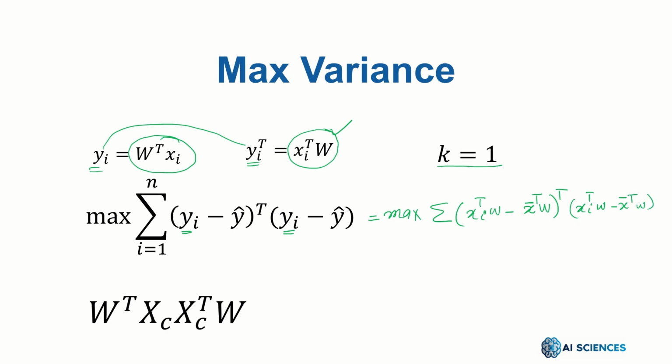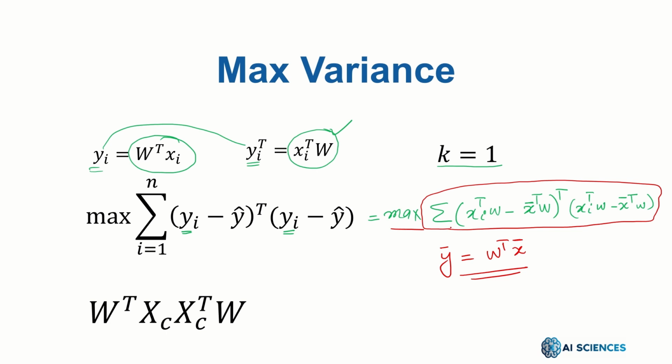It can also be shown that under this transformation, the mean of the original data maps to the mean of the projected data. So it can be shown that y mean is basically w transpose x mean, where x mean is the mean of the original data. It can be shown that this is true under this linear transformation. Now after this, we have this particular formula, so let's unravel it to see what turns out.